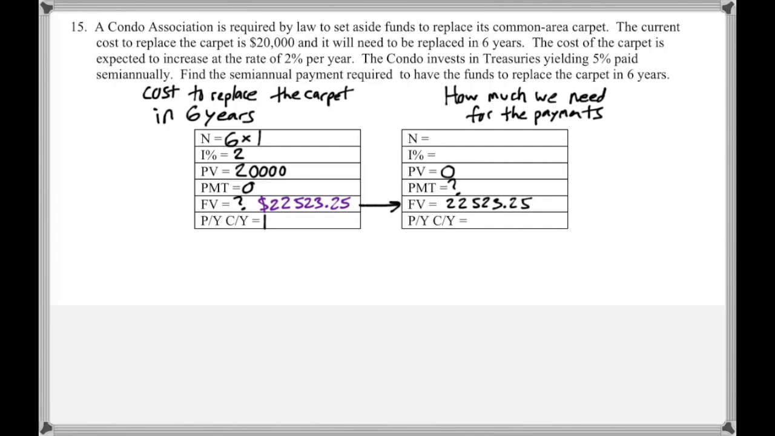The present value is going to be 0. The condo invests in treasuries yielding 5% paid semi-annually. So it's 5% for the I and 2 for the PYCY. And N is going to be 6 times 2. So then if we calculate the payment, it's going to be $1,632.25.